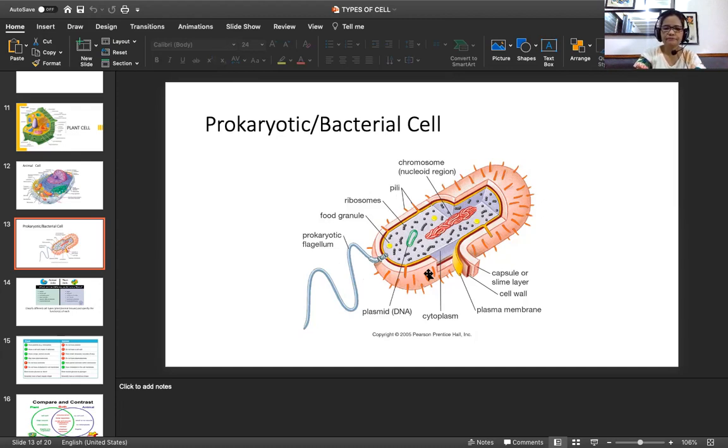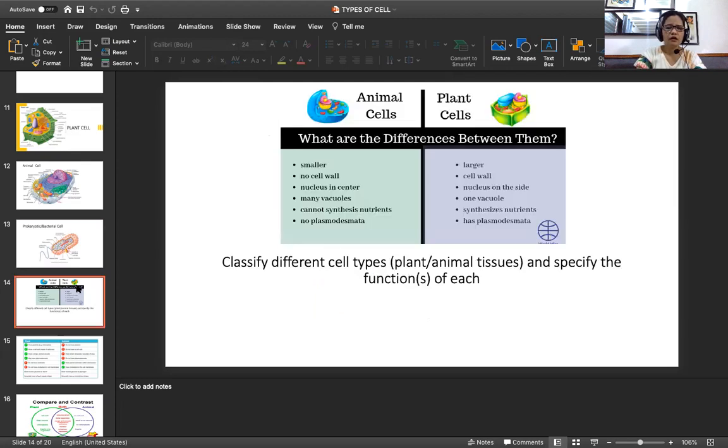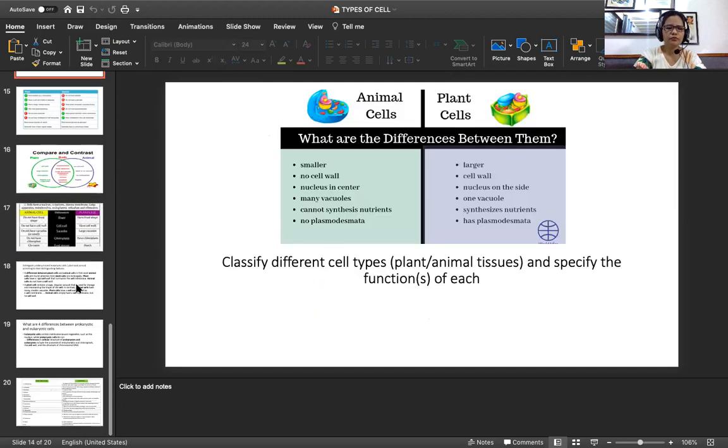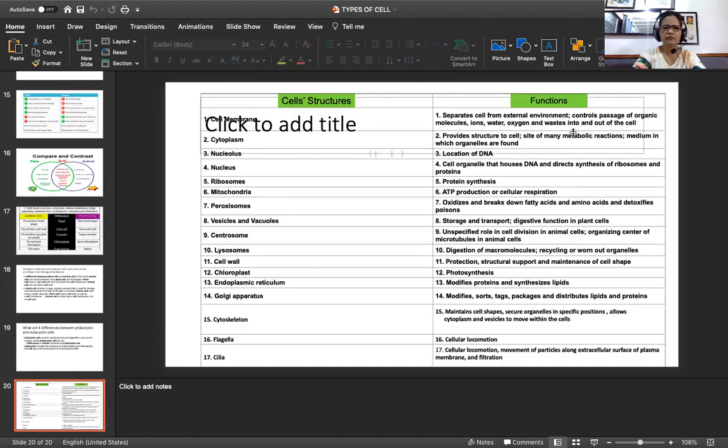Okay, what else? So let's have a review. Okay, tingnan natin. Okay, cell membrane. It separates the cell from the external environment. It controls passage of organic molecules. Ibig sabihin, kinukontrol ng cell membrane yung pagpasok at paglabas ng molecule.